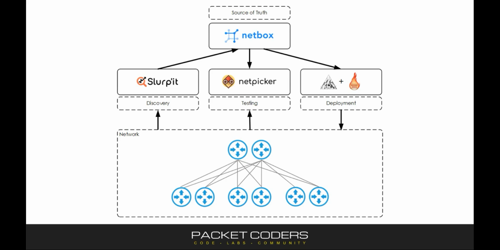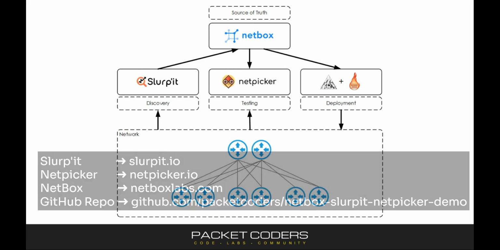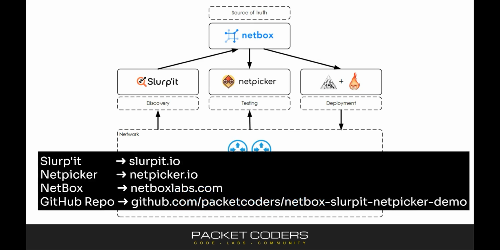So, even in this example, we've populated NetBox with the data from the network using Slurp'it. We could then, if we wanted to, go in, change and add more data within NetBox to then alter those final artifacts in that config that we're rendering out and pushing out to our devices. So really, that's what I wanted to cover today, and just to show you some of those key features of Slurp'it and Netpicker, and of course NetBox.